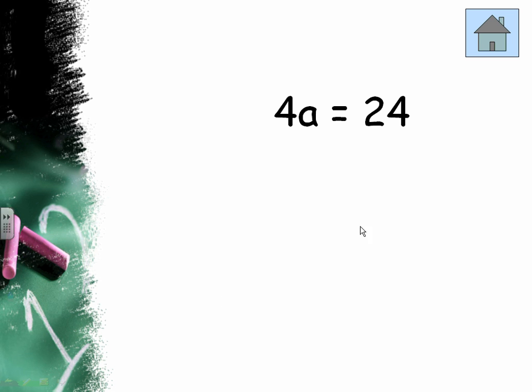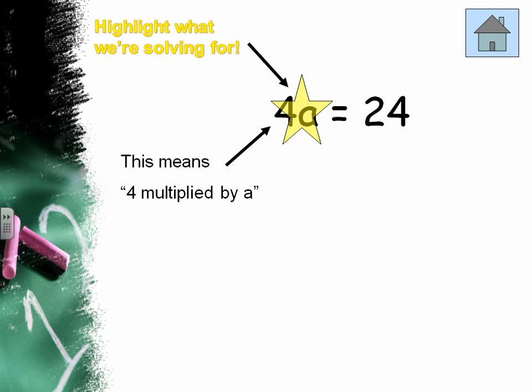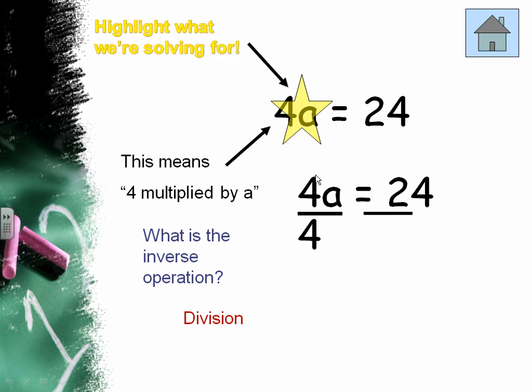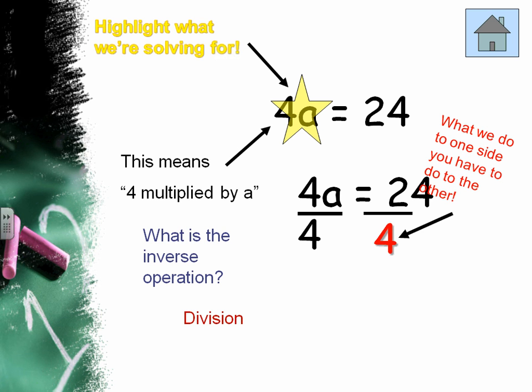We've got letters and numbers mixed up here, and we've got a number over here, and so our job is to identify the variable. You can use your highlighter. I used a star. That's what we're going to solve for. This means 4 multiplied by a. We've got to undo that. What's the inverse? Division. So we rewrite, and in this case, we make sure we divide this side by 4 so that we can get the a all by itself. But wait, whatever we do to one side, we have to do to the other. So make sure you write that under both sides of the equation.